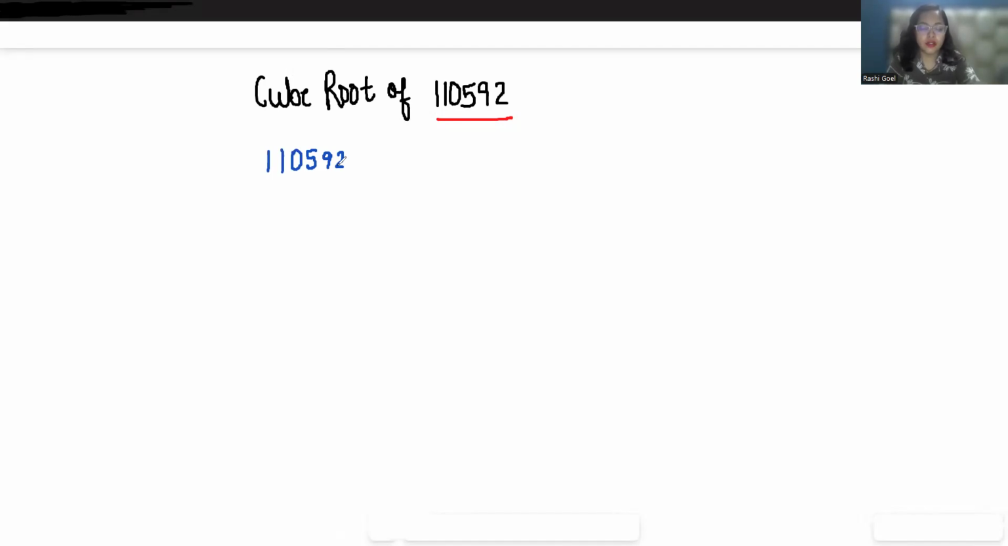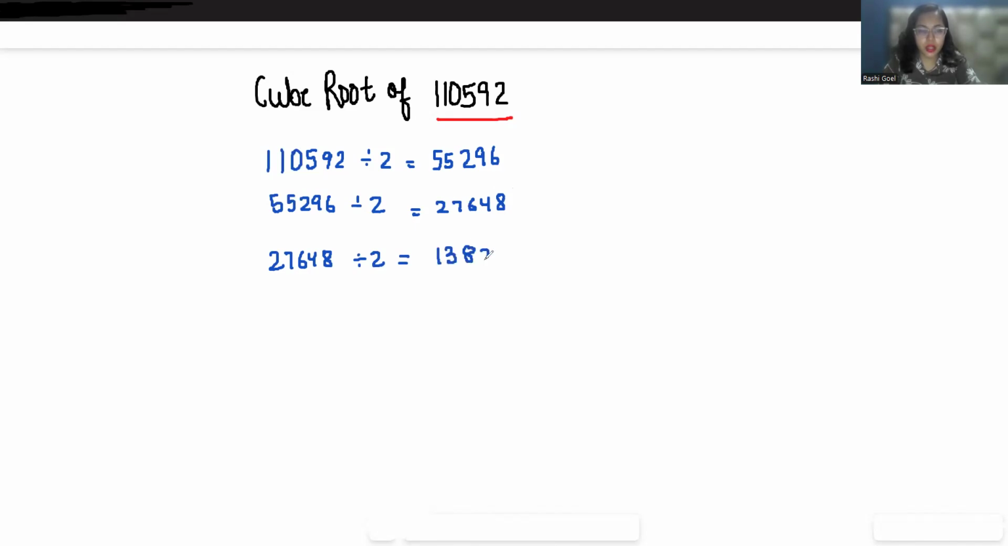So let's start with the first. When we divide it by 2, we get 55296. Again, we can divide it by 2. We get 27648. Now 27648 is an even number. So when divided by 2, we get 13824.